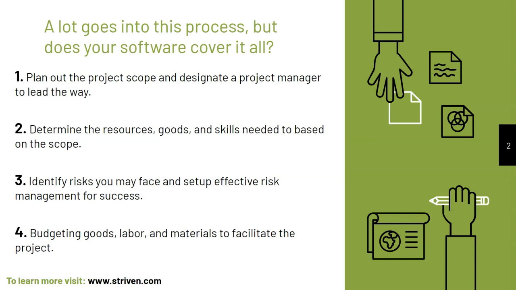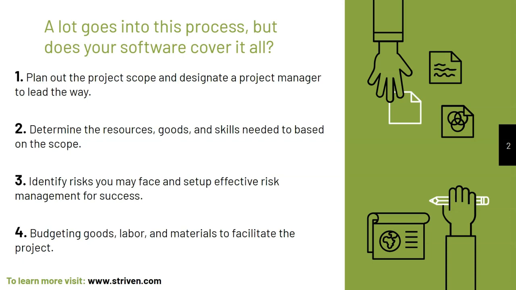So what are some things that are used in managing projects that play an important role in a project's life cycle? Let's go through some of them to better understand these needs. First, you have to plan out the project scope and designate a project manager to lead the way. Next, determine the resources, goods, and skills needed to complete the scope. Next, identify risks you may face and set up effective risk management for success.